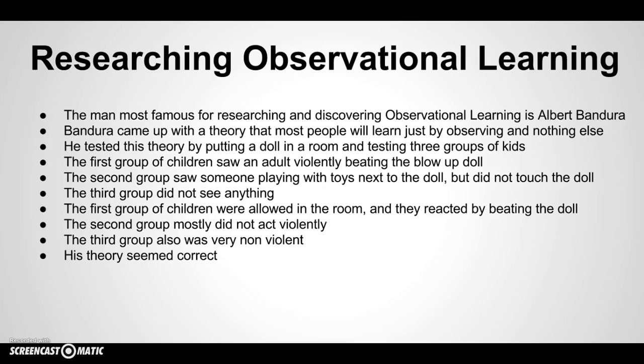The first group of children were allowed into the room, and they reacted by violently attacking the doll. The second group also got to play in that room. They walked in and mostly did not harm the doll. They played with the toys, they played with the doll, but didn't really harm it. The third group, who didn't see the Bobo doll at all, also walked in and non-violently played with the toys. So, just looking at his experiment, it seems that his theory is correct.